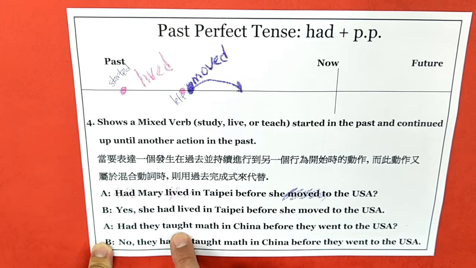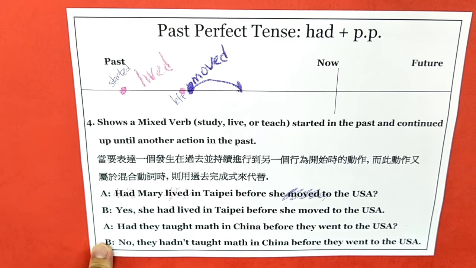Again, teach is a mixed verb. We could also have said, did they teach math in China before they went to the USA? See, I could use the simple past. I like the past perfect better, but you could also use the simple past. All right, very good. Exercise 5, use the past perfect and simple past.